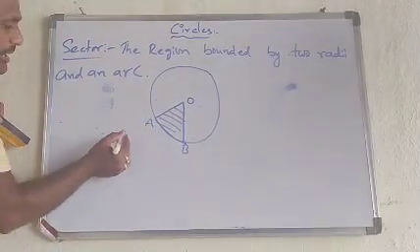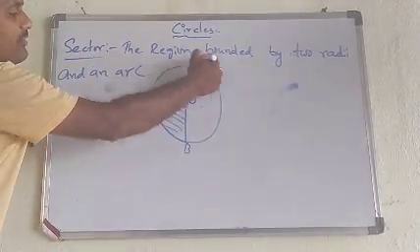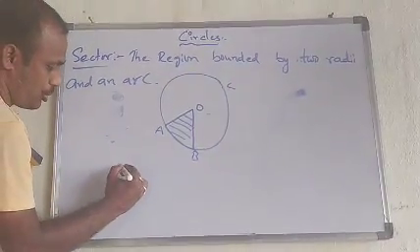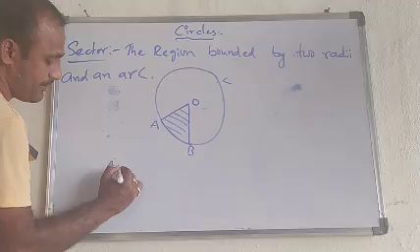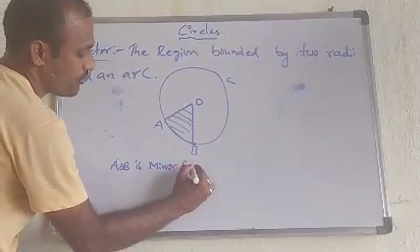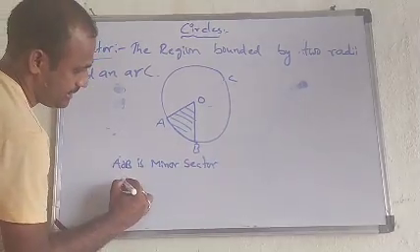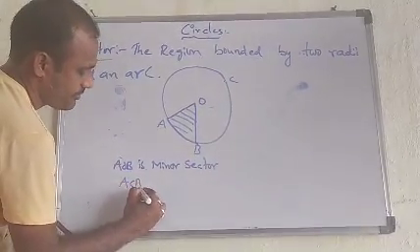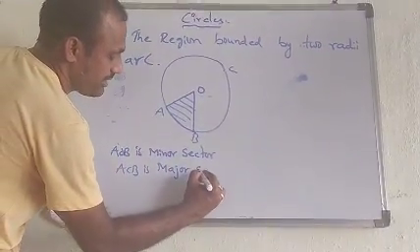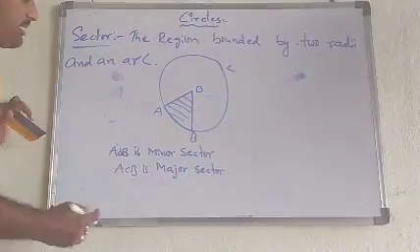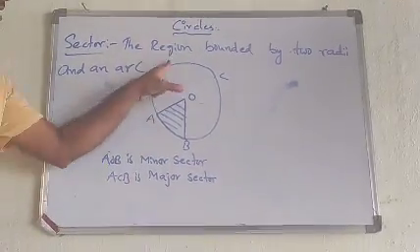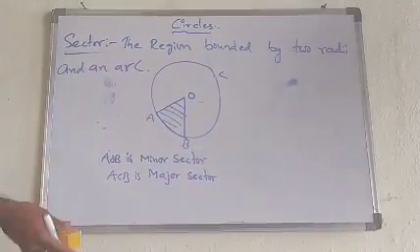Since it is having a minor arc, we are going to call it a minor sector. If it is the remaining part, we are going to call it a major sector. Here AOB is the minor sector and ACB is the major sector. Since it is coming under the minor arc, we call it a minor sector. Since it is coming under the major arc, we call it a major sector.